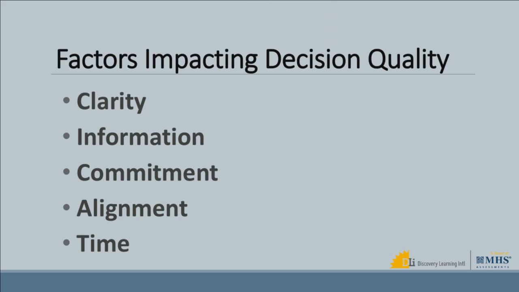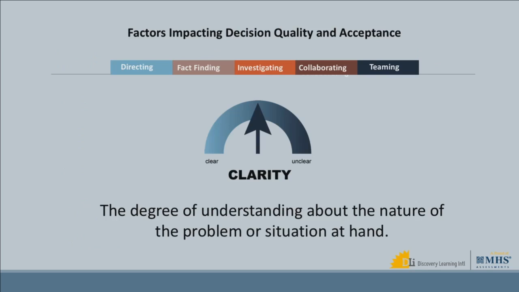appropriate? Just very quickly, I want to get to your questions, but not only does this identify the style you choose, it gets into very specific information on the factors that impact where along this inclusion continuum a decision should be, or is most effectively, made. We look at clarity, information, commitment, alignment, and time. These are the factors that impact a decision's quality.